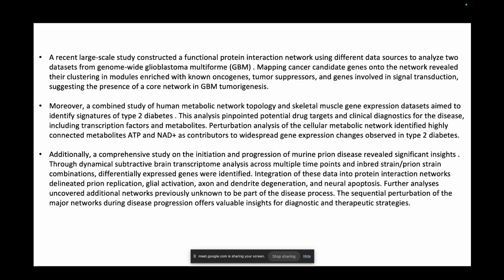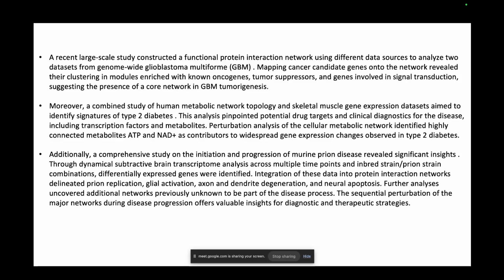Okay, I'll not go into further examples. I've given a couple more examples. One is an example from glioblastoma cancer. This is also a cancer. When cancer candidate genes were mapped onto the network, it revealed clustering in modules enriched with known oncogenes, tumor suppressors, and genes involved in signal transduction, suggesting the presence of a core network in GBM tumorigenesis.